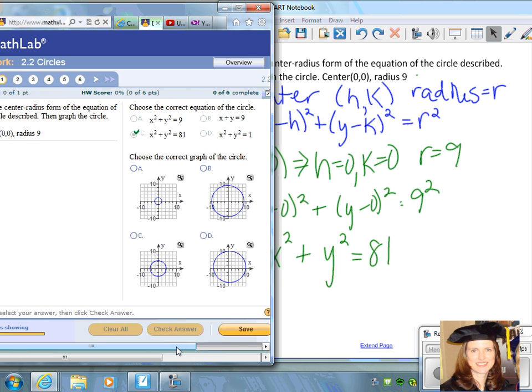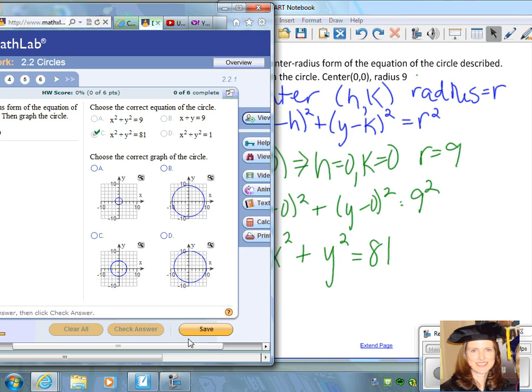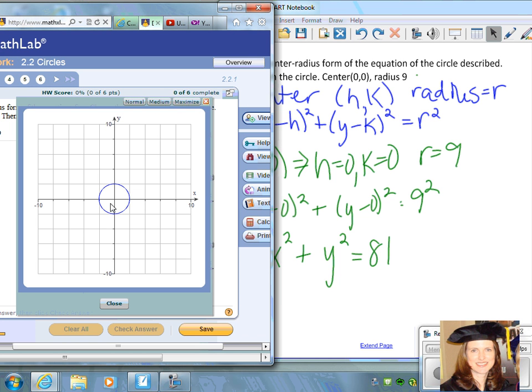We want to look for the circle where the center of the circle is 0, 0 and the radius is 9. The first choice here, it looks like the center is definitely 0, 0, but this only has a radius of 1 block, but that's 2 units. This would be for a circle with center 0, 0 and radius of 2.